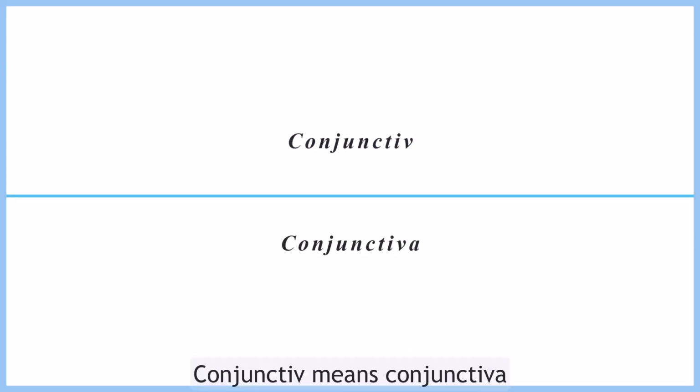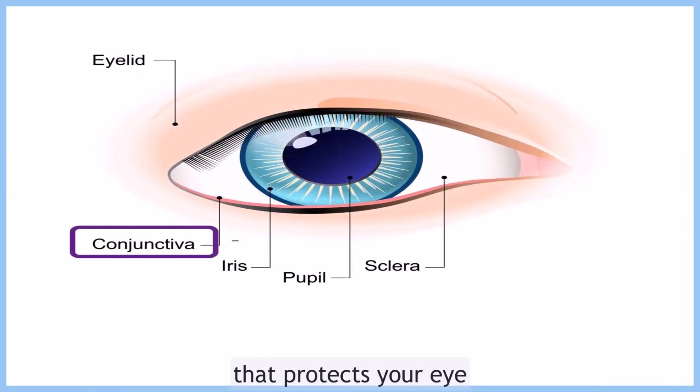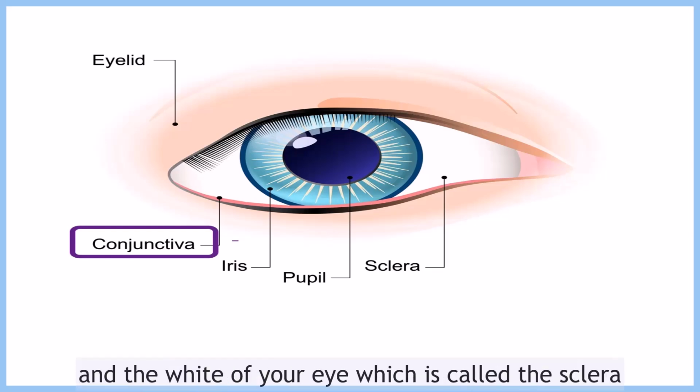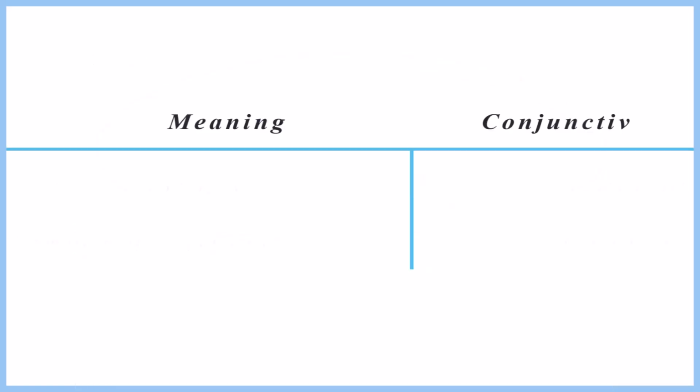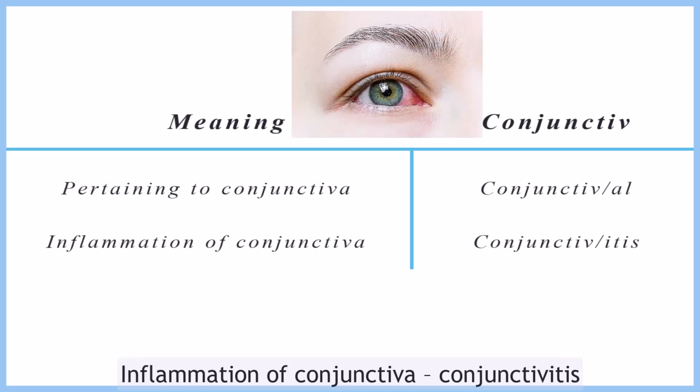Conjunctive means conjunctiva. The conjunctiva is a thin, clear mucous membrane that protects your eye. It covers the inside of your eyelid and the white of your eye, which is called the sclera. Pertaining to conjunctiva, conjunctival. Inflammation of the conjunctiva, conjunctivitis.